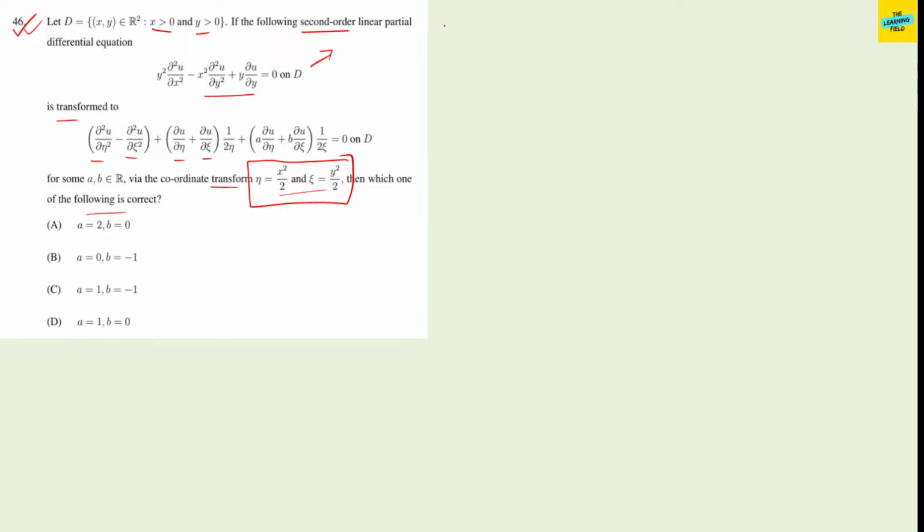We apply here the chain rule of differentiation from differential calculus. Fine. So given η equal to x²/2 and ξ equal to y²/2. It's a very important problem, and I think this question is not available on YouTube as far as I know. Fine. So we first have to find ∂u/∂x, because we have to put it in this equation.